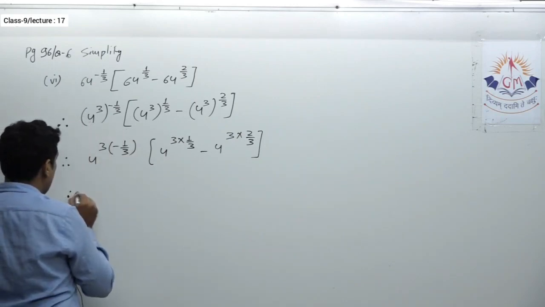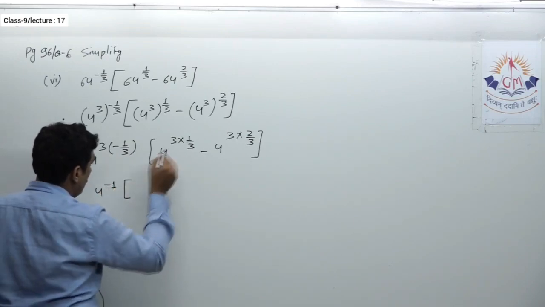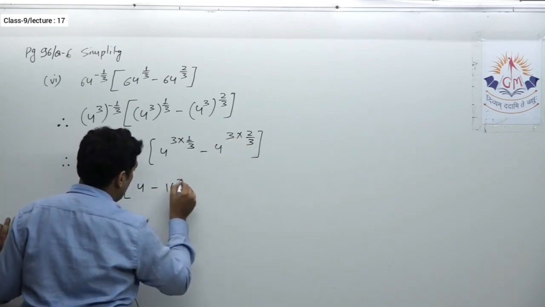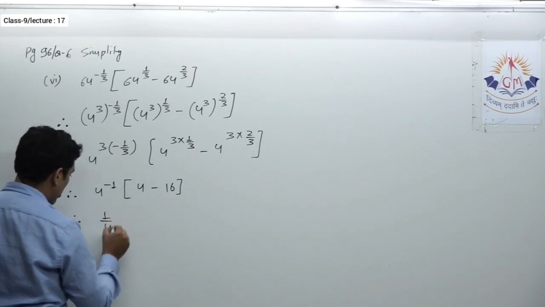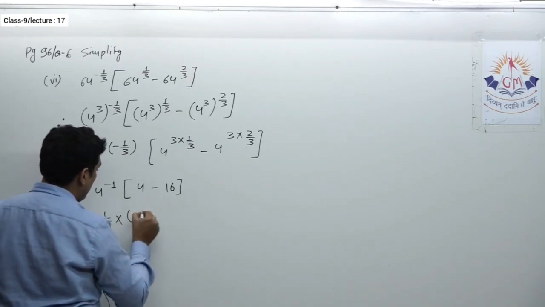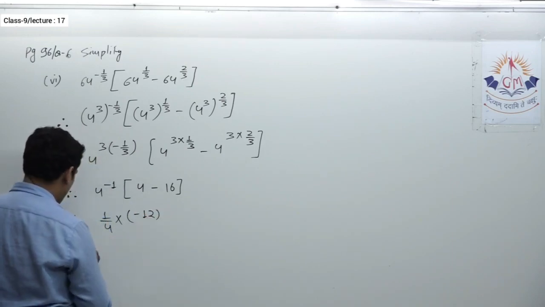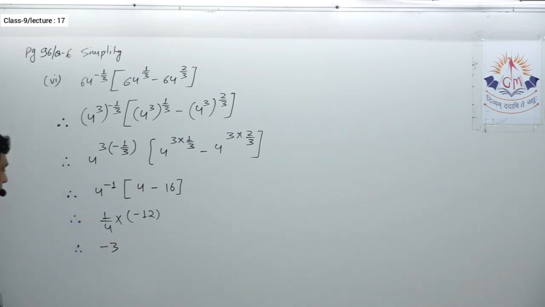Now here I will get 3 and 3 will cancel out, 4 raised to minus 1, and over here 3 and 3 cancel, so 4 square, that is 16. Okay, so finally here I will get 1 upon 4 multiplied by minus 12. So finally my answer is minus 3. 12 divided by 4 is minus 3. Please note it down, then we'll see the next question.